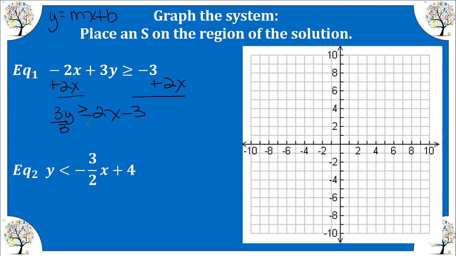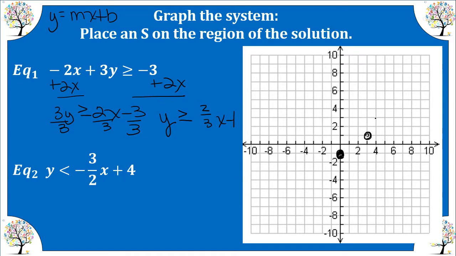Divide by a positive 3. If it were negative, yes, I would have to reverse my inequality. And this inequality is y is greater than or equal to 2 over 3x minus 1. I'm going to go ahead and graph this. I'm going to start at (0, -1). I am going to use my slope, rise of 2 and run of 3. So up 1, 2 and right 1, 2, 3.